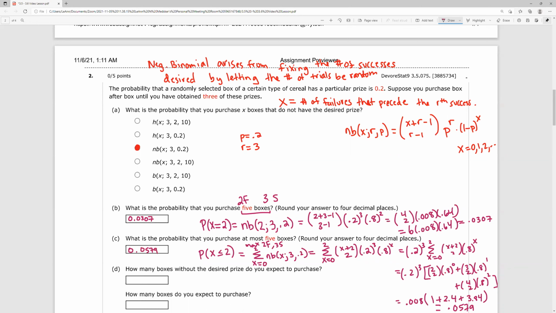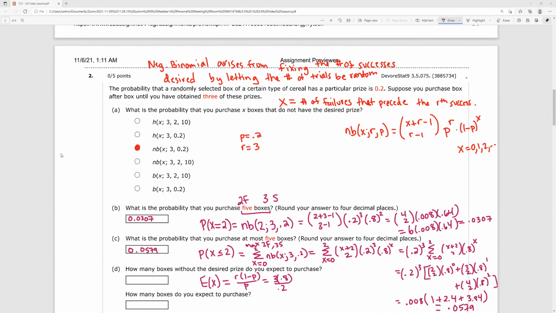Okay. How many boxes without the desired prize do we expect to purchase? Well, this then asks the question, what is the formula for expected value for a negative binomial? And that is on page 130 in the textbook. If you're looking for all of your formulas, I believe they're also all in our PowerPoints. But the expected value when you're doing a negative binomial that has the PMF as we've defined is going to be r times 1 minus p over p. So that is number of successes desired times the probability of failure, which in this case was 0.8, divided by the probability of success.